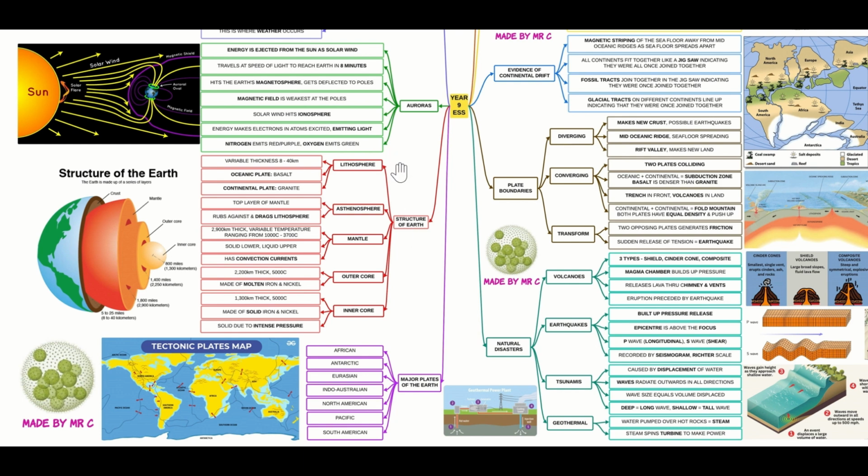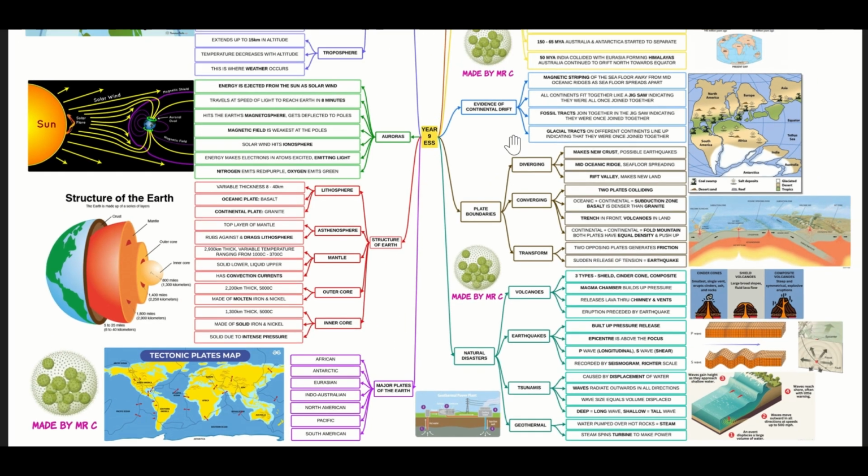Then we have the most outer layer, the crust, which has a variable thickness ranging from about 8 kilometers to 40 kilometers. We've got oceanic plates made of basalt, which are quite dense, and we've got continental plates made of granite, which are less dense than the oceanic plates. All right, then we go down to the major plates of the Earth. I've got a little diagram here of the plates. We've got the African plate, the Antarctic plate, the Eurasian plate, the Indo-Australian plate, the North American plate, the Pacific plate, and the South American plate.